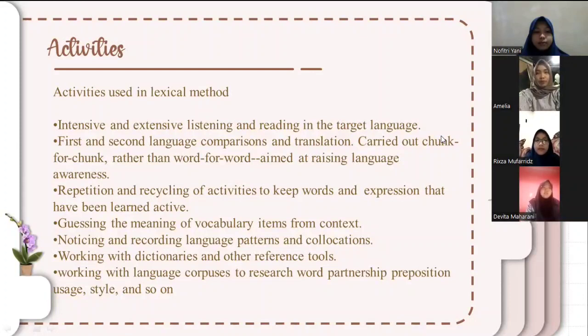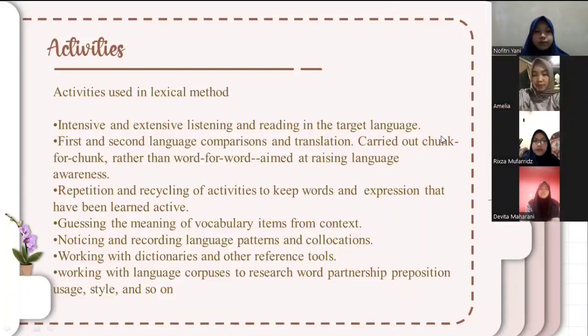Next is repetition and recycling of activities to keep words and expressions that have been learned active. The next one is guessing the meaning of vocabulary items from context. The next activity is noticing and recording language patterns and collocations. And the next activity is working with dictionaries and other reference tools.